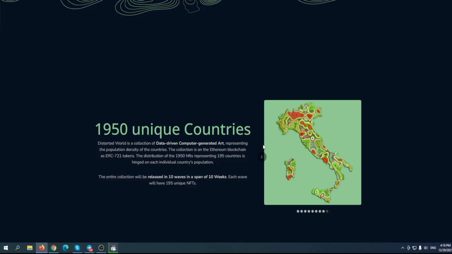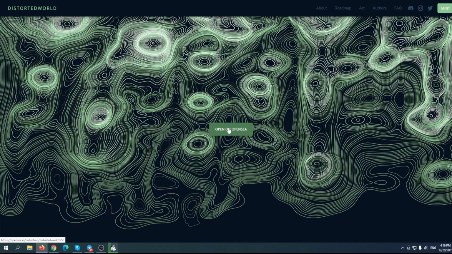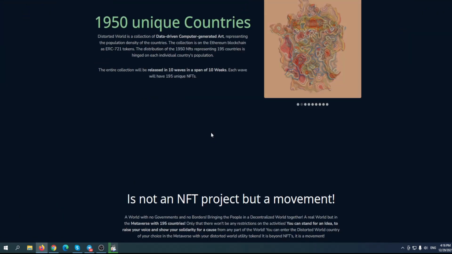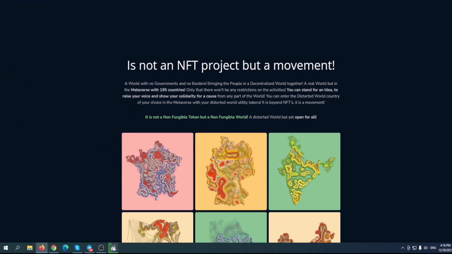So the entire collection will be released in 10 waves in a span of 10 weeks. Each wave will have 195 unique NFTs. So basically, the whole collection is 1950, and every week, in 10 weeks, we have 195 unique NFTs. So this is going to be beautiful. You can see right now on the OpenSea what you can buy at the moment. So every week they have started on December 24th. We'll go to that later, but every week there will be another 195 NFTs, and that's it. Only in 10 weeks, and that's it about this their project.